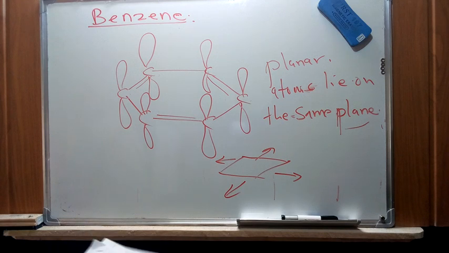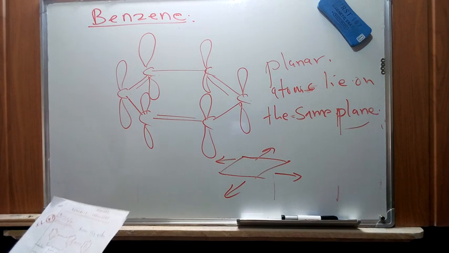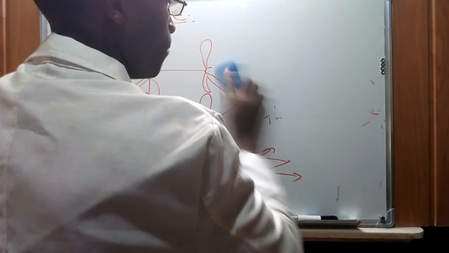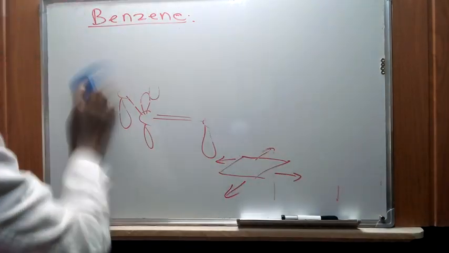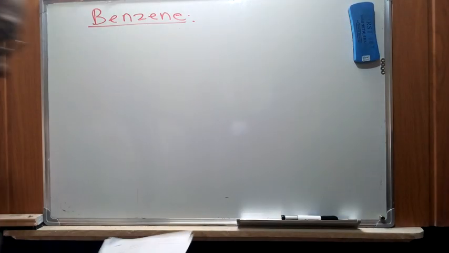So benzene is a planar molecule, of course, and we have said that it's a liquid at room temperature, which is a good solvent, but it is toxic. In this case, we have referred to it as carcinogenic. Now, going to the structure of benzene, I'm going to use two representations.